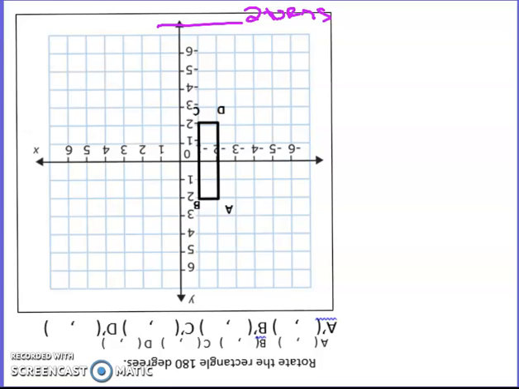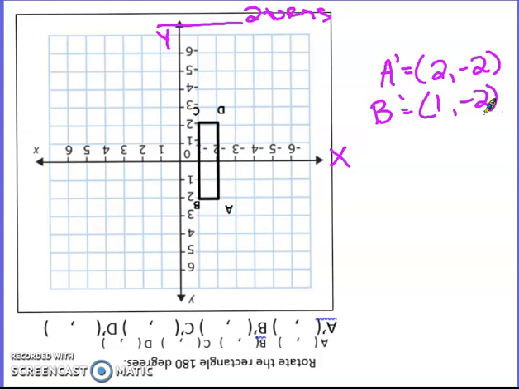So again, this is now our x-axis, this is our y-axis, and you want to make sure you ignore the negative signs, ignore the positives, graph on a coordinate plane like you know how to. So if I look at A prime, it is now at positive 2 on the x, negative 2 on the y. B prime is at positive 1, negative 2. C prime is at positive 1, positive 2. And D prime is at positive 2, positive 2.